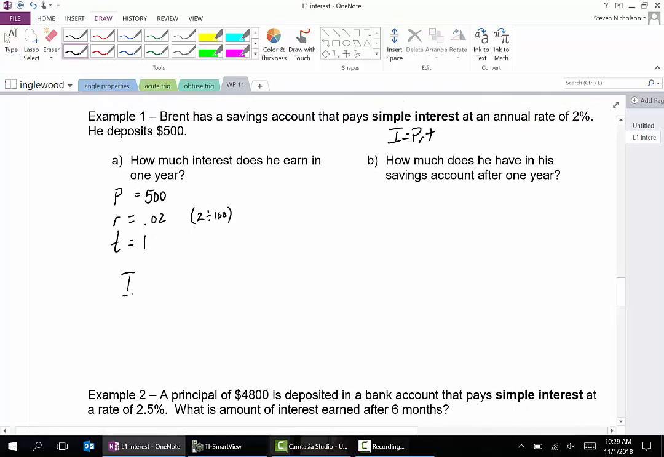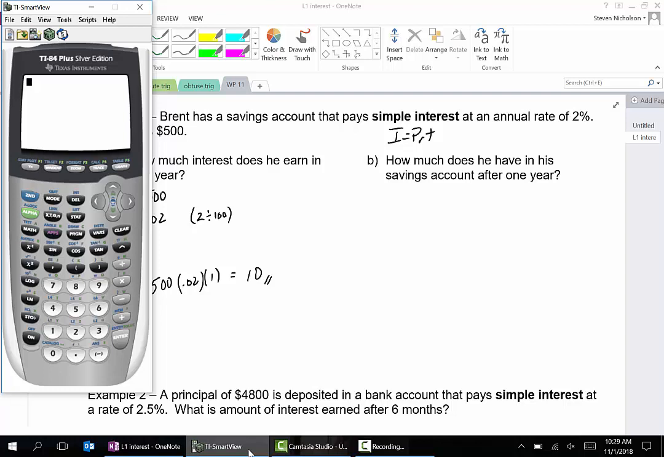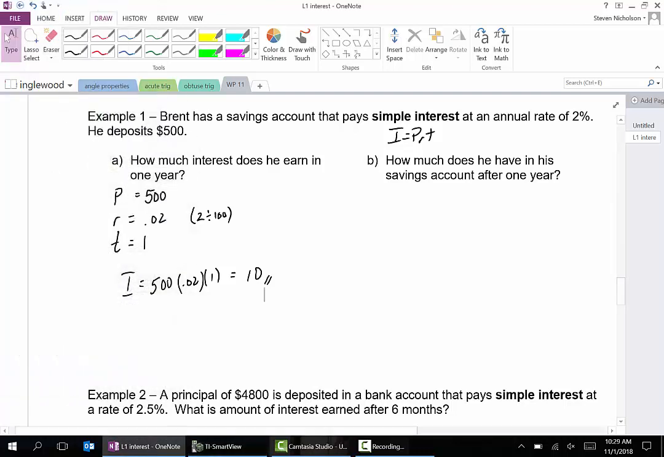And all we're going to do is we're going to get out our calculator, and we're going to plug this in exactly as we see it. And when we do that, we get $10. So let me quickly do it on our calculator just to show you how easy it is. We're going to go 500 times 0.02, and I know this is ridiculous, but times 1. And there's our $10. So we've calculated the interest, and now our next question is, how much does he have in his savings account after 1 year? So again, we have a little simple formula.